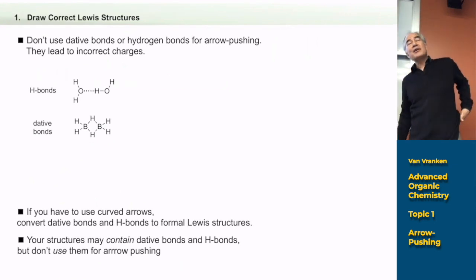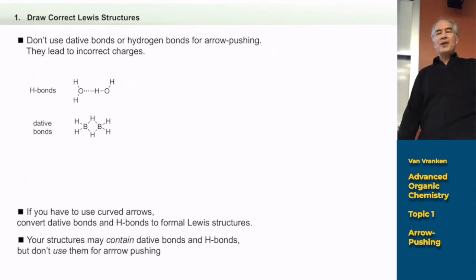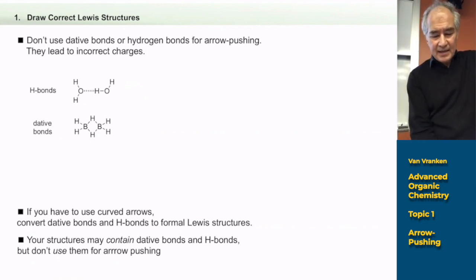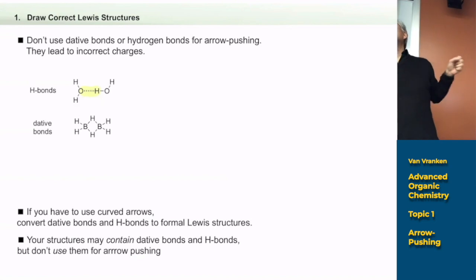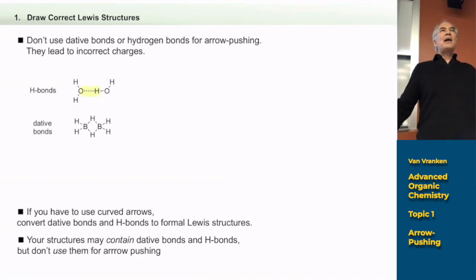Okay, correct Lewis structures. You know, if we want to do arrow pushing, we have to draw correct Lewis structures. But I want to explain to you two types of bonds that we can't use for curved arrows. So one type of bond that you will see, especially if you take a class in biochemistry or chemical biology, is a hydrogen bond. And we usually designate those with dashed lines. There is clearly an interaction there. It means the hydrogen atom is vibrating back and forth between those two oxygens at about 10 to the 12th vibrations per second. There's something there, and you're fine to draw those.